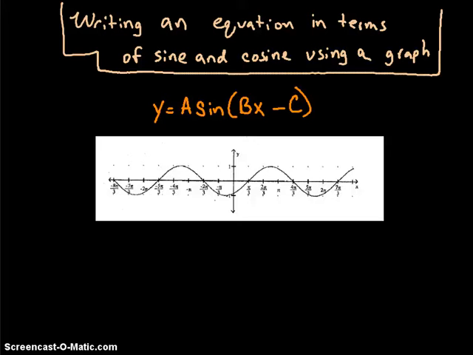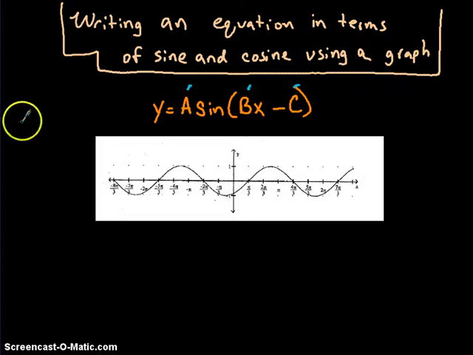Okay, so write an equation in terms of sine and cosine using this graph. So the things you need to start with are going to be the A value, the B value, the C value, and eventually we're going to have a D value here at the end. But right now, just those three.